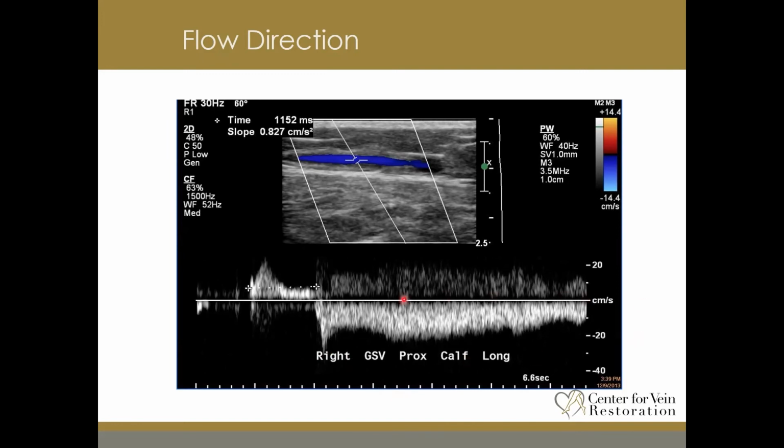which is away from the sample volume. So in actuality, this here is the reflux. This is the normal venous flow here.